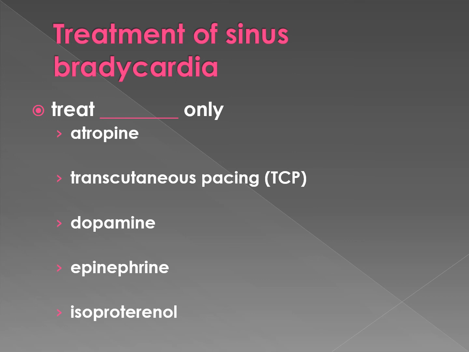We could also do what's called transcutaneous pacing. We'll put pacing pads on a patient's chest, and we'll give electrical impulses just to sort of get that heart rate back up there. We could also give them a drug called dopamine, which will increase the strength of contraction as well. Epinephrine, a good old friend epinephrine there, will increase the speed and contraction of the heart. And isoproterenol is a beta-1 agonist that will increase both heart rate and blood pressure. So all those are options.